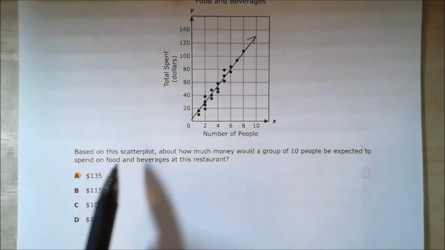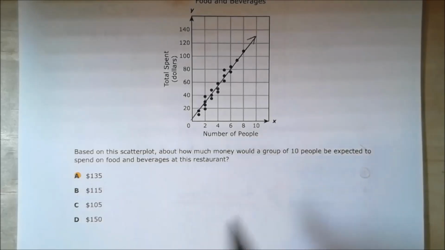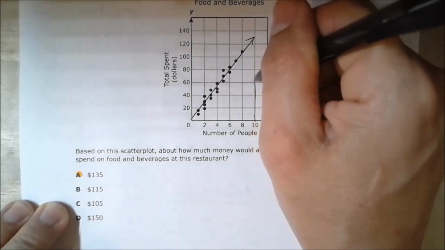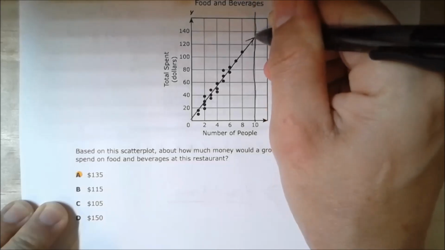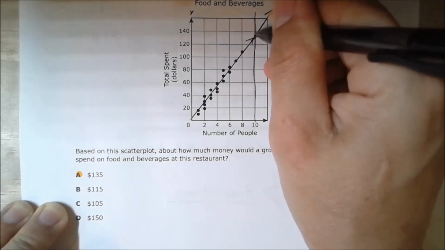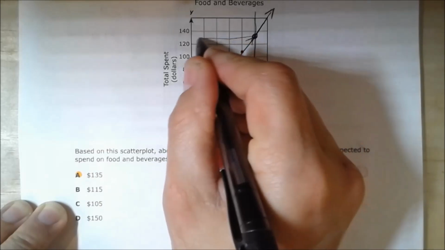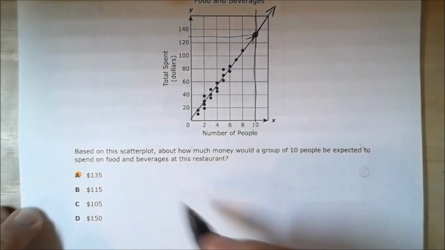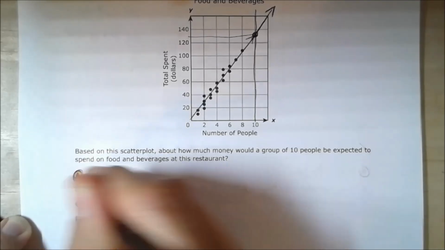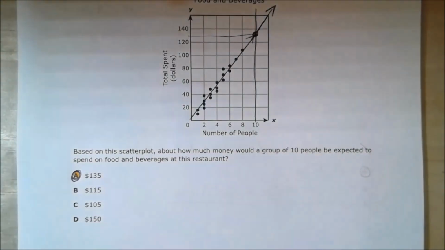And it says, based on a scatter plot, how much money would a group of 10 people be expected to spend on food and beverages? Well, if we're at 10, right, I'm going to go ahead and draw a line up from 10. And if I were to continue my line on, it would hit somewhere around, it looks like maybe 130, 135. So in this case, A is the correct answer, 135. Go ahead and pause this video. Try the next problem.